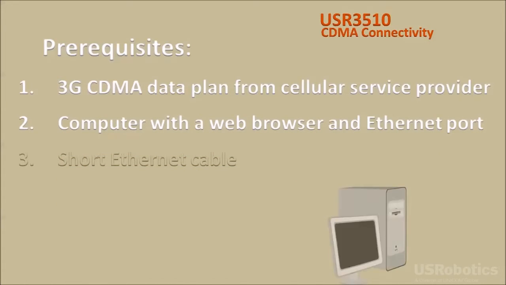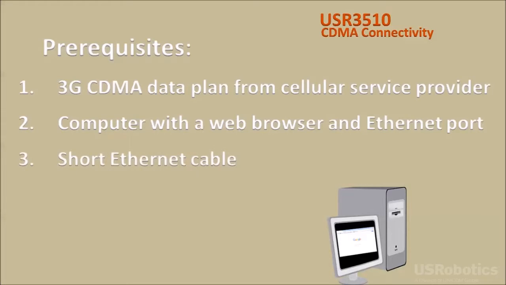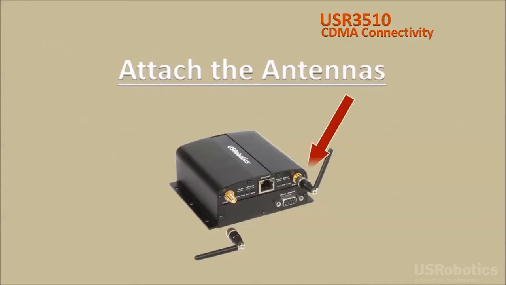You'll need a computer with a web browser and an Ethernet port. And you'll need a short Ethernet cable to connect your computer to the gateway. To get connected, first attach the two antennas that are included with the gateway to the two SMA connectors on the top of the gateway's front panel.